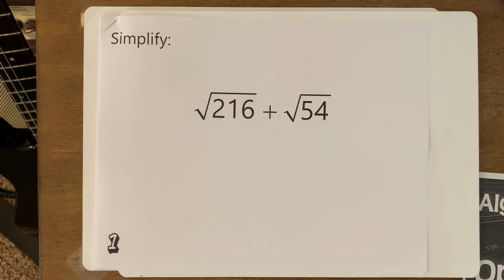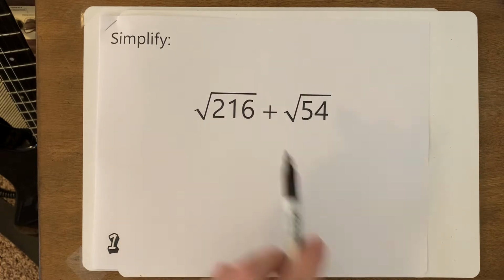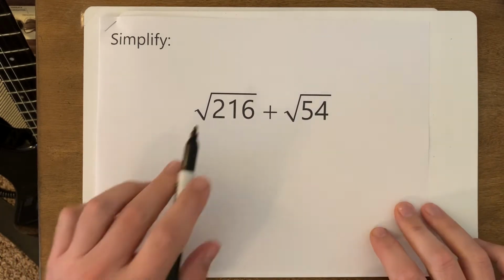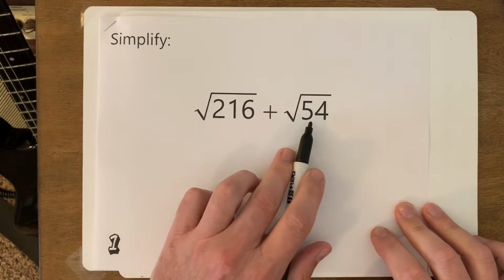Hey guys, this is Mr. C, and in this video, we're going to be talking about operations with radical expressions, which means we're going to take two radical expressions, and we're going to add, subtract, multiply, and divide them, and we're going to see how to do that. So, the first example, I have the square root of 216 plus the square root of 54.